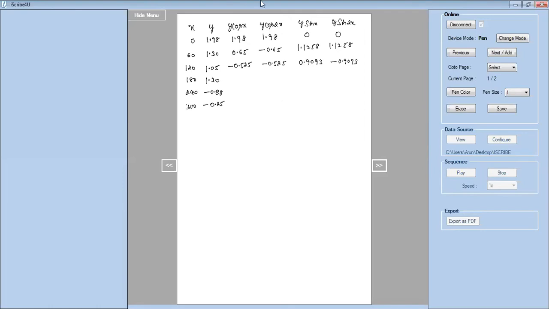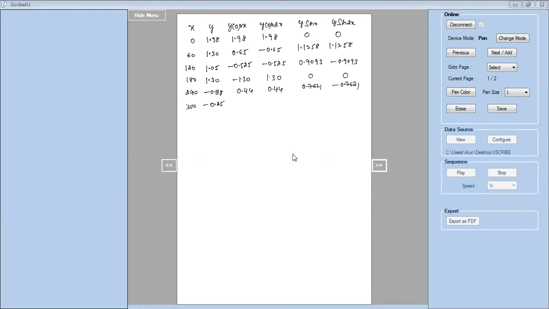This one directly I can write: pi is 180, there is minus 1.30, and 2 pi gives plus 1.30. So these two become 0. Next I'll put 240: minus 0.88 comes around 0.44. Then again y cos 2x is 0.44. It is 0.7621. The next one is minus 0.7621.